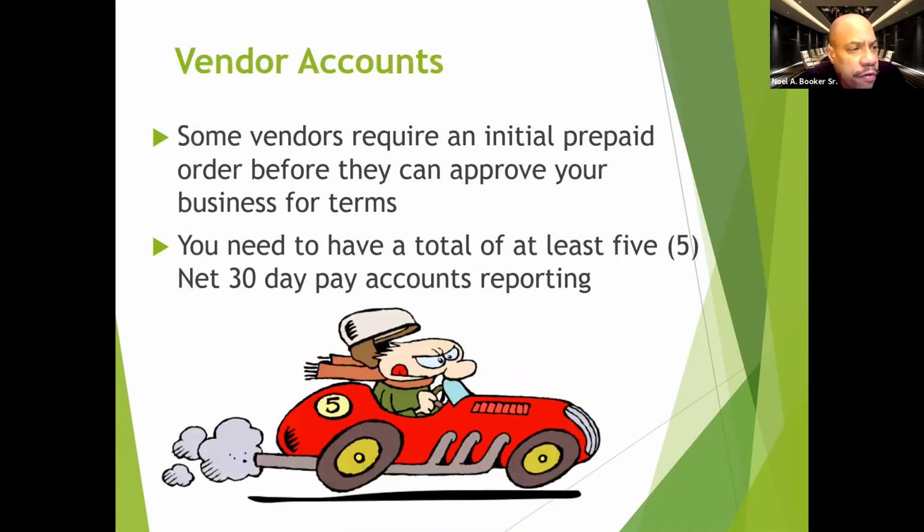Okay, some vendors will require an initial prepaid order before they can approve your business for terms. Uline is one of them. So if you apply for Uline, in most instances, and you have nothing on your credit profile, then they're going to ask you to make some purchases before they grant you the net 30 account. So you just need something on your credit profile before you apply for that, so that they can just approve you straight out the back. All right.